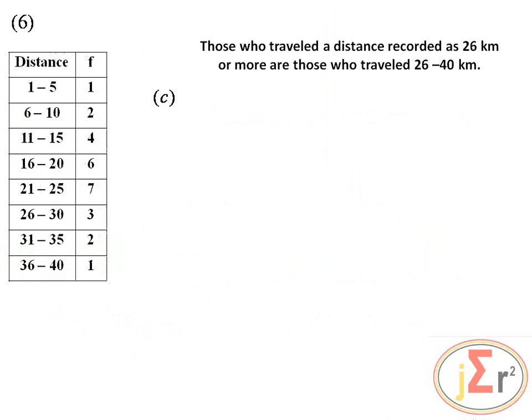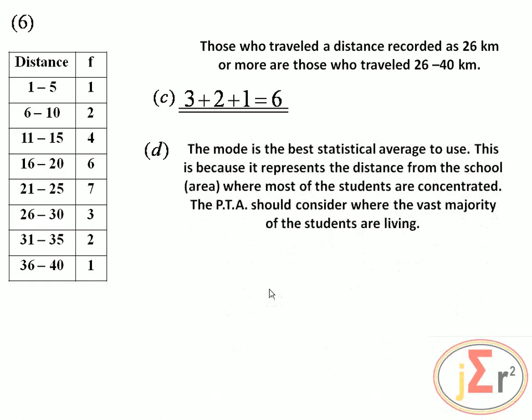Those who traveled a distance recorded as 26 kilometers or more are those who traveled 26 to 40 kilometers. Recorded, that is the operative term. Recorded as 26 kilometers or more. If we want recorded values, we go to the table. And 26 or more, 26 begins in this row, so 3 plus 2 plus 1, and that is equal to 6.